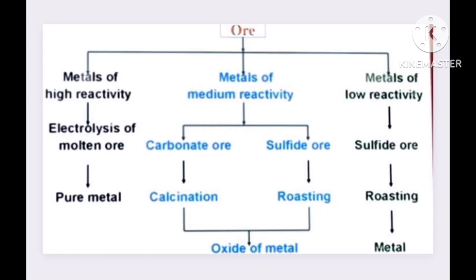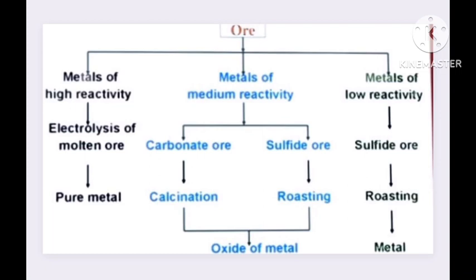For example, sodium, magnesium, and calcium are obtained by the electrolysis of their molten chlorides. These metals are deposited at the cathode, that is the negatively charged electrode, whereas chlorine is liberated at the anode, that is the positively charged electrode. Similarly, aluminium can also be obtained by electrolytic reduction of aluminium oxide.